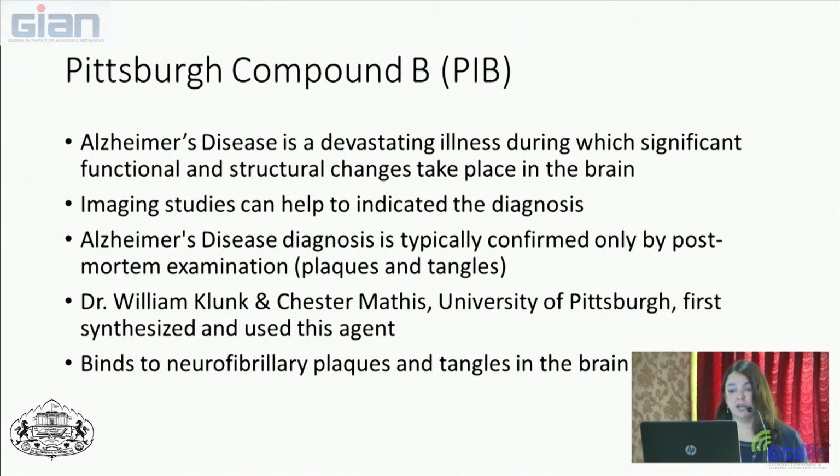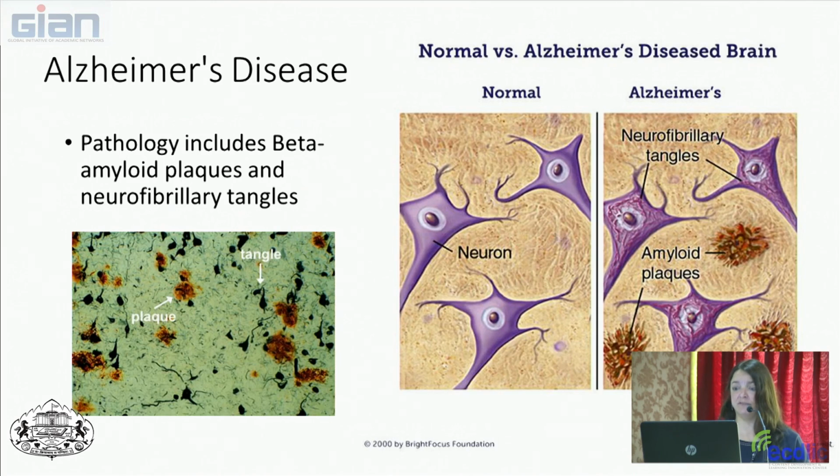So there were two guys that I worked with at the University of Pittsburgh that were the first that created and used this Pittsburgh compound B. And what it does is it binds to the plaques and tangles, and you can mark them, and then when you do the image, you can see that there's amyloid plaques developing in the brain. So this is the pathology, what it looks like.